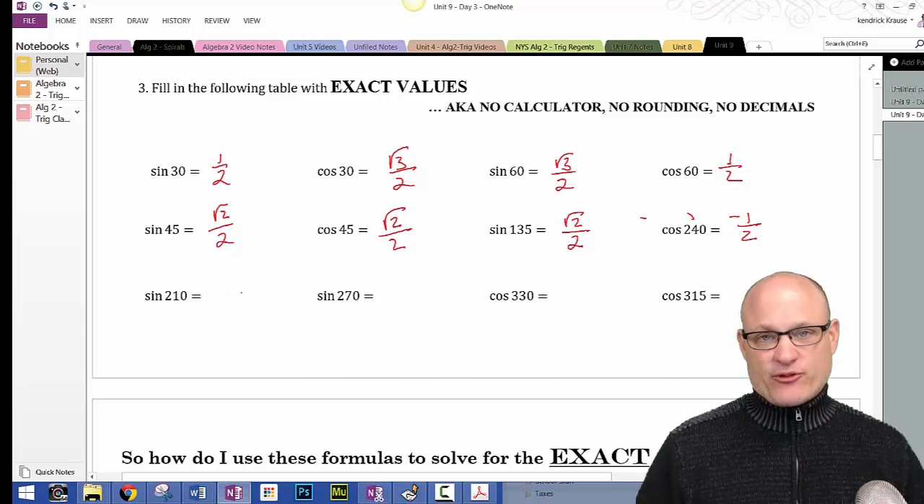210, that has a reference angle of 30 degrees. It's in the third quadrant. Sine is negative in the third quadrant, and the sine of 30 is 1/2. Sine of 270, negative 1. 330, fourth quadrant. Cosine is positive in the fourth quadrant, and a 30-degree reference angle is the square root of 3 over 2. Ends in a 5, probably a radical 2 over 2, which of course it is. It's got a reference angle of 45 degrees, radical 2 over 2, and cosine is positive in the fourth quadrant.